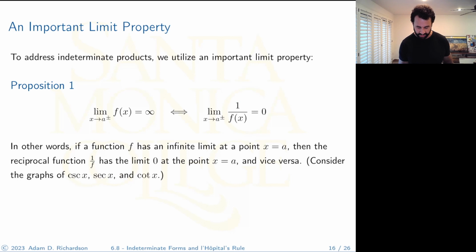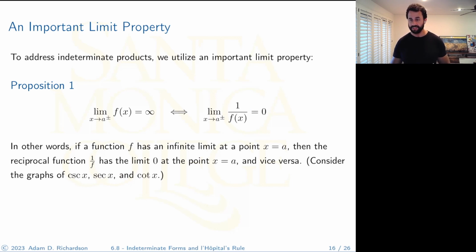If you're going to infinity as you approach a point, and then you reciprocate all of the values as you approach that same point, then your denominator is going to be getting very, very large. And so that means that the entire function is going to be getting very small, and it's going to go to 0 in the limit. That's really what it is.